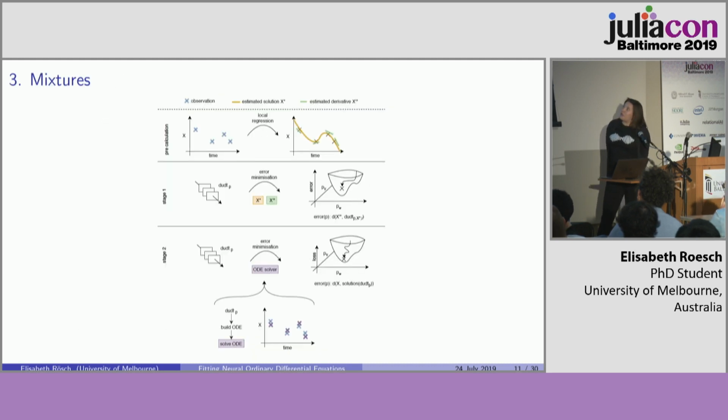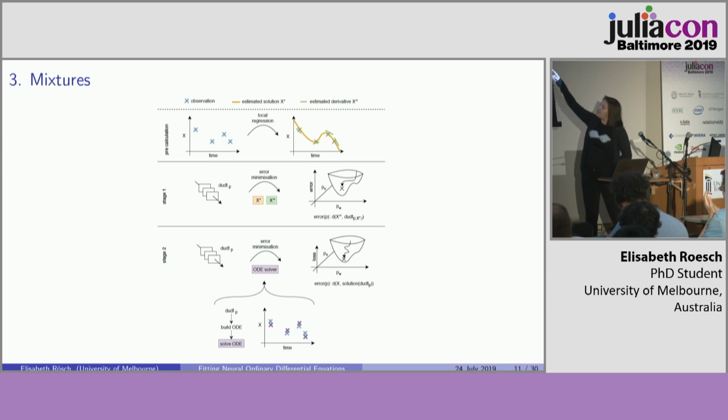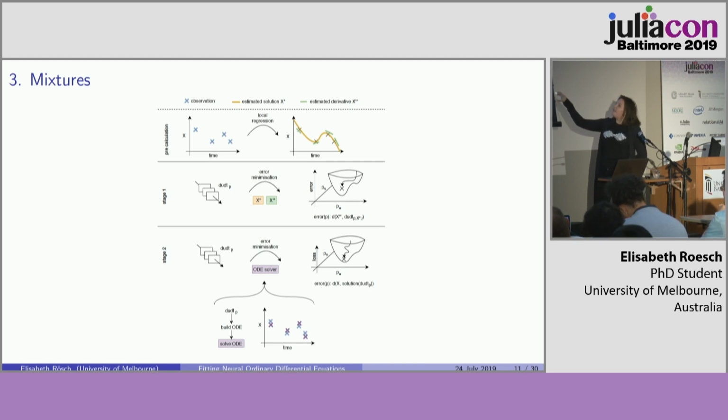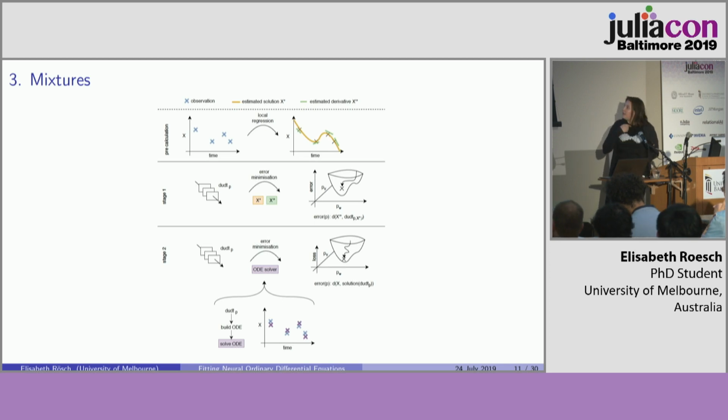And the third training procedure is this mixture procedure. So we start with a less precise approximation-based approach, and then we do the more precise L2 norm with the ODE solver. And the idea is that, maybe you see that in the middle part, stage 1, we get in the general area, and then in stage 2, we really try to go down and minimize. So this is the theoretical background of the 3 training procedures.